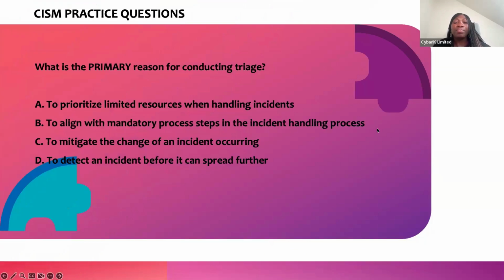All right. Second one says, what is the primary reason for conducting triage? This is because you want to prioritize limited resources when handling incidents. Very important. Sometimes resources are limited, but if you don't do the triage, what do you find? Everything just becomes chaotic. So you're able to categorize, prioritize, and assign based on criticality of the incident. And that way you're able to allocate resources more efficiently, which is very important.